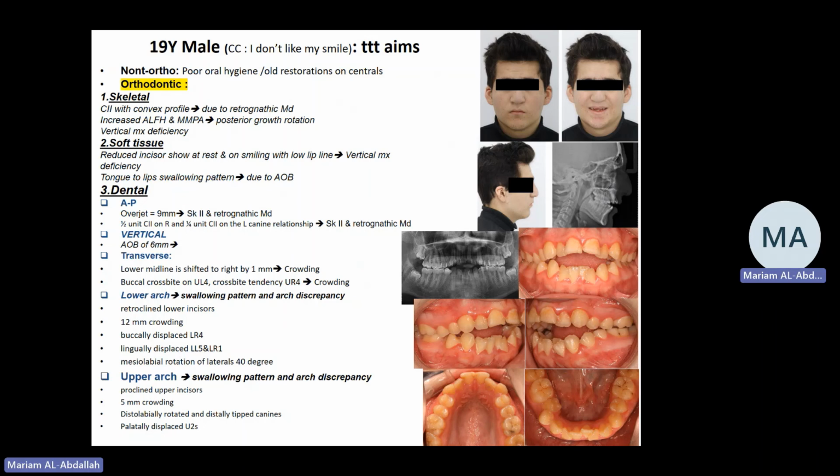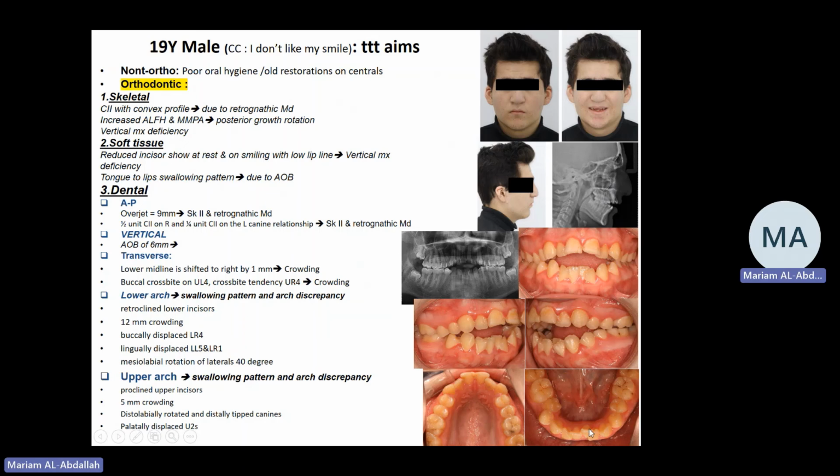So, surgical correction of the problems. Am I aiming to correct the teeth showing on smile and the twist? Yes. Am I aiming to correct the tongue-to-lip swallowing pattern to a normal swallowing pattern? Yes, because I am aiming to correct the overbite, the anterior open bite, into a normal overbite. We are aiming to reduce the overjet to normal, correct the canine relationship and the anterior open bite. Also, we are aiming to correct the midline and the buccal crossbite on the fours.